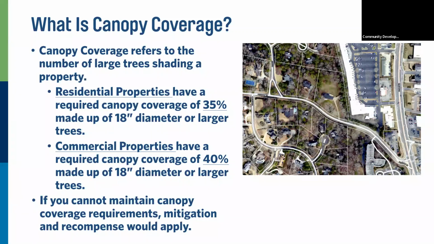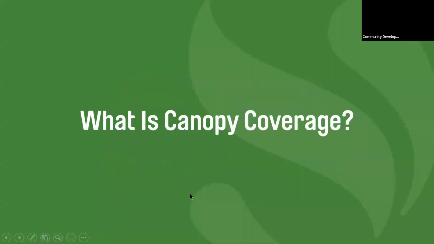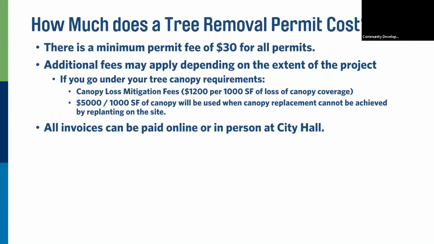Hey, Lindsay, we had a question that just came up. Sure. Back on the other slide. Somebody had a question about what is the $5,000 fee? Sure, yes. So if you remove trees that go under your canopy requirements, you would pay that $1,200 figure for the 1,000 square feet of canopy loss, and you'd also have to replant trees. If you choose not to replant the tree, then that's where the $5,000 figure is used. So that's the option if you do not want to replant a mitigation tree. And these are non-refundable, correct? Correct. Great, thanks.